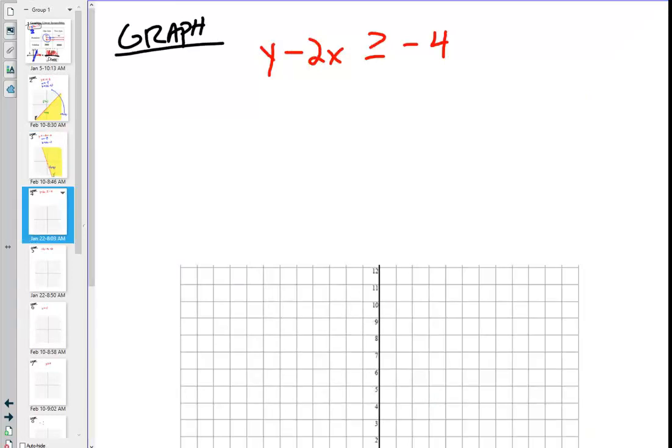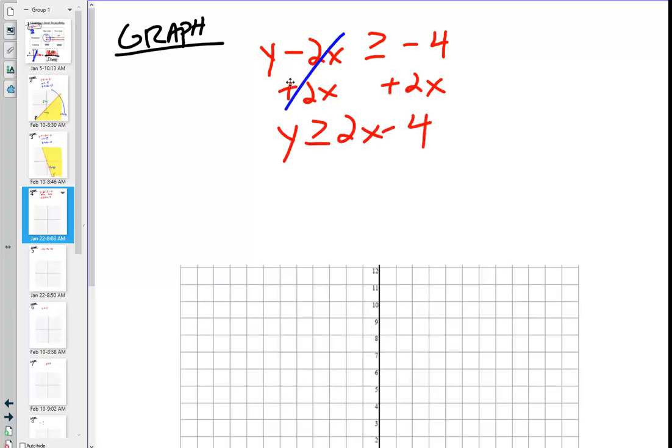What's different here? That's the main one. That's what I'm saying. The y is not isolated. For inequalities, we said we only wanted to work with slope-intercept form. So let's put this in slope-intercept form. Luckily, this can be done in one step. We add 2x like the cool kids do. And then now we have y greater than or equal to 2x minus 4, just like the last time.